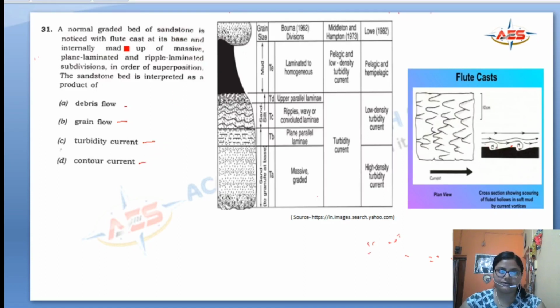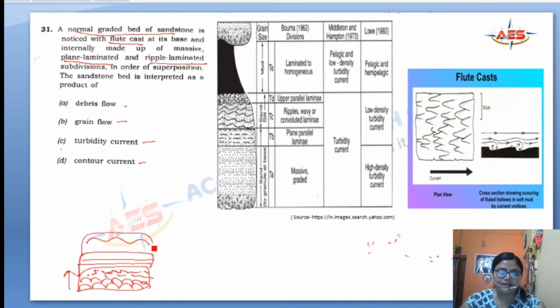देखिए, in the case of the structures that are given, there is the fluid cast, plain laminated, ripple laminated subdivisions and a normal graded sandstone. Order of superposition में क्या है? We have a normal graded sandstone, that is the coarser sediments are at the bottom and it is finer upward, fining upward. Then we have the plain laminated bed, then the ripple laminated bed, in the order of superposition, and the fluid casts that are present at the base of the normal graded sandstone.